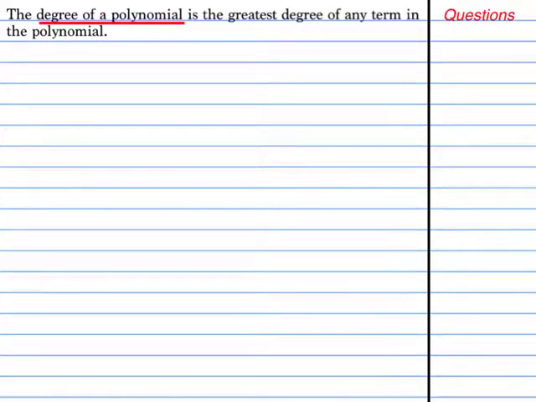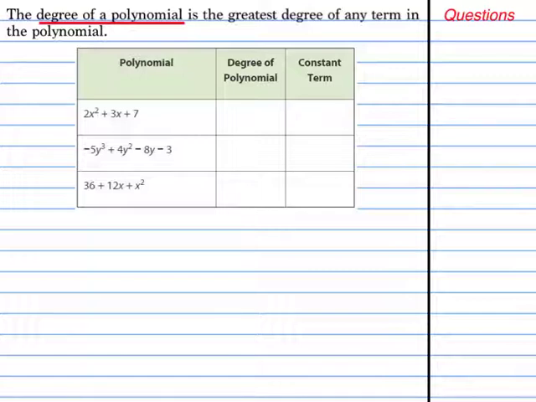Now, when we talk about the degree of a polynomial, this is going to be the greatest degree of any term in the polynomial. So here I have several examples of polynomials. We're going to talk about the degree of that polynomial. And when we talk about degree, we're looking for the largest exponent, the greatest degree. And so when we look at our first one, we're looking for the largest exponent of 2. And this will give me a degree of 2.